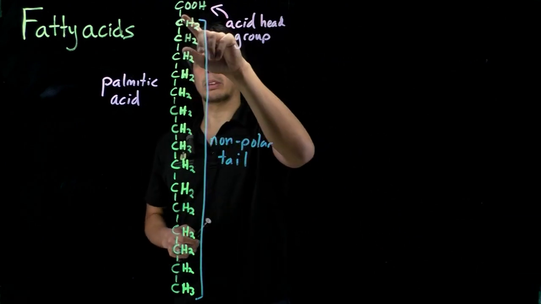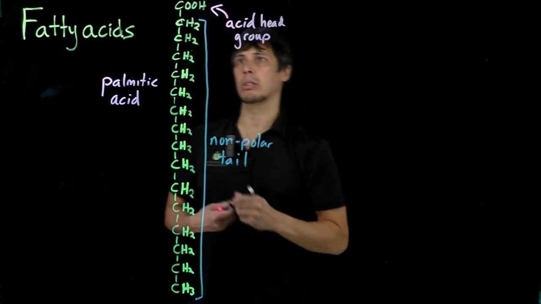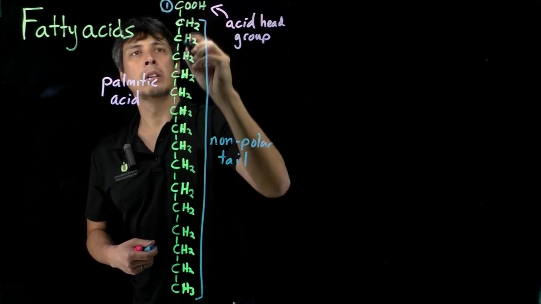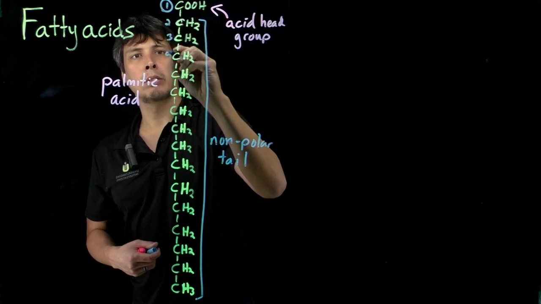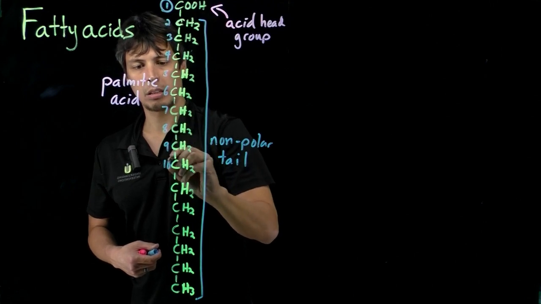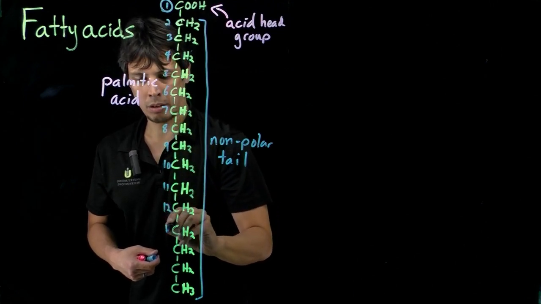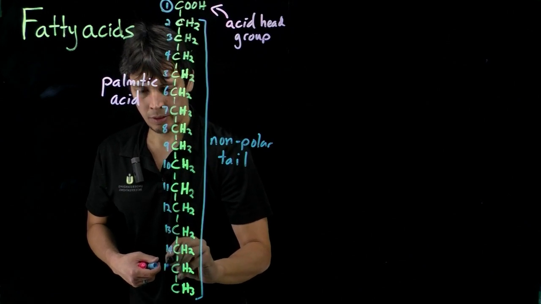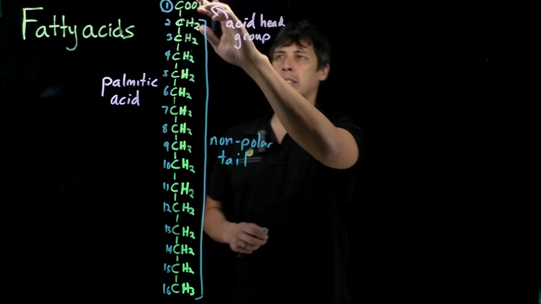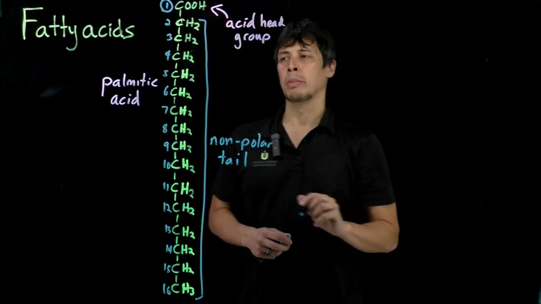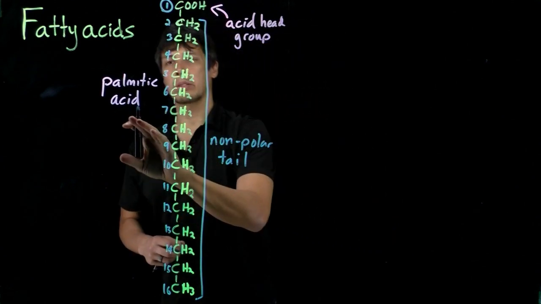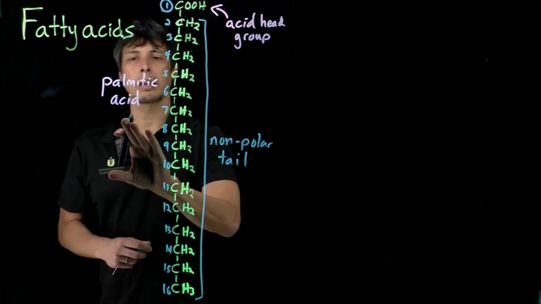So this particular one has 18 carbons. So we number the carbon from the fatty acid group. So 1, and then this is 2, 3, 4, 5, 6, 7, 8, 9, 10, 11, 12, 13, 14, 15, 16. Okay, so this has 16 carbons with the acid head group. What's important about this is that, well, first let's name this. So this is palmitic acid, so that's a common name for it.